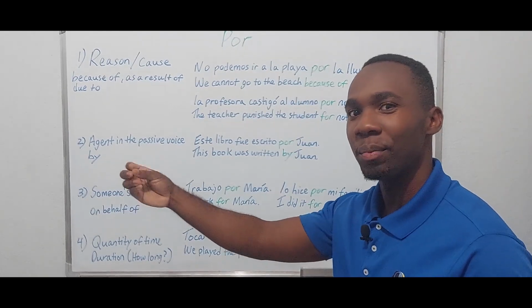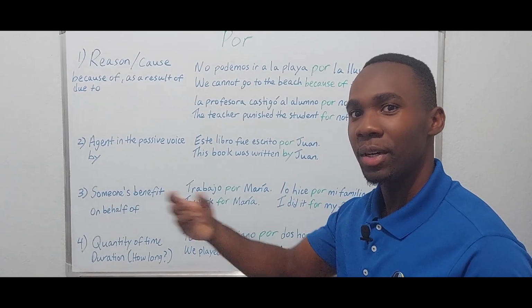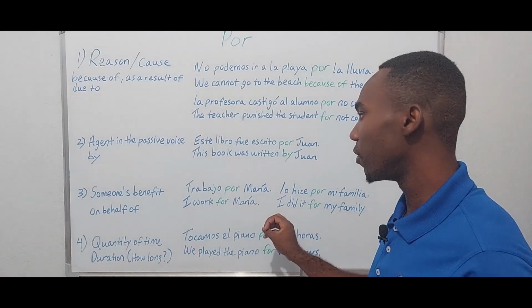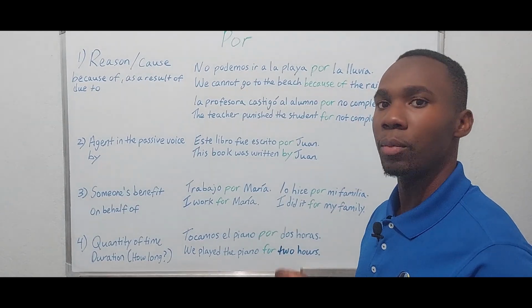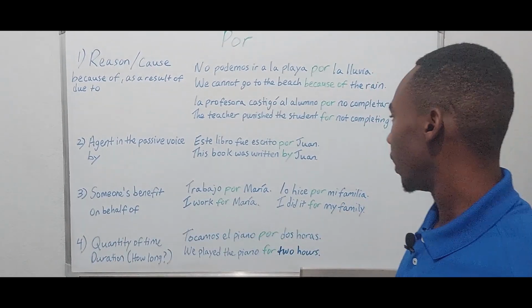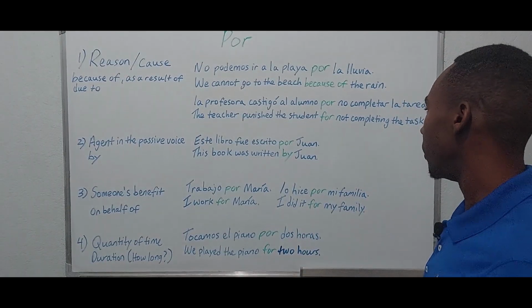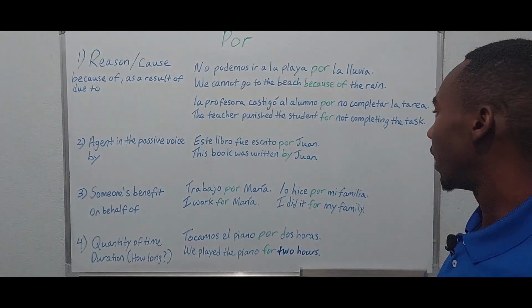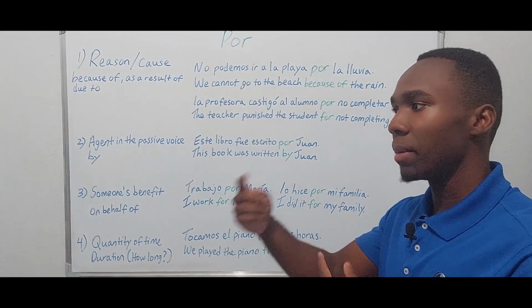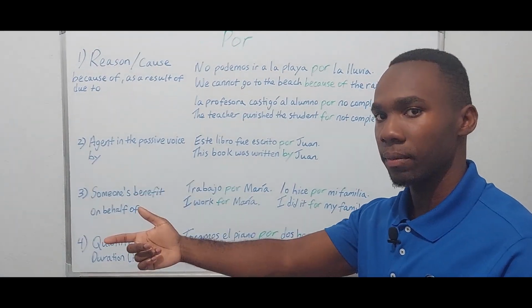So she is still going to benefit from my actions. So that's what this is saying in this case. I work for María means that I'm working to benefit María, right? And lo hice por mi familia. I did it for my family. So that means that whatever action I did, my family is intended to benefit.